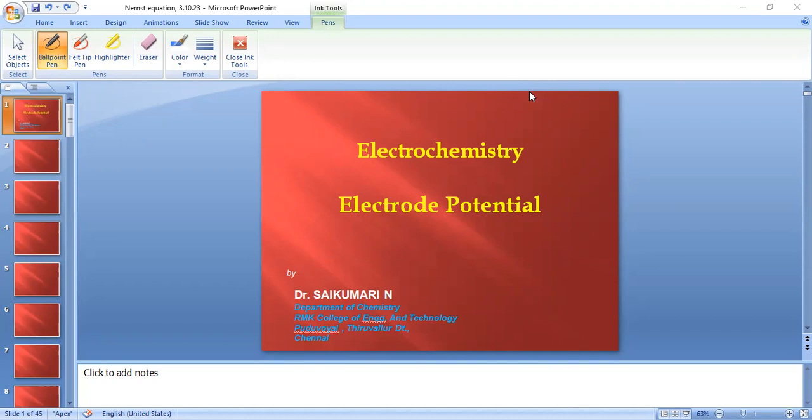We are going to see the important application of a number of chemical reactions in which the chemical energy is getting converted to electrical energy, and we will see how it has been made use of. And in detail, we are going to see what we mean by electrode potential and how to determine the electrode potential using the Nernst equation.